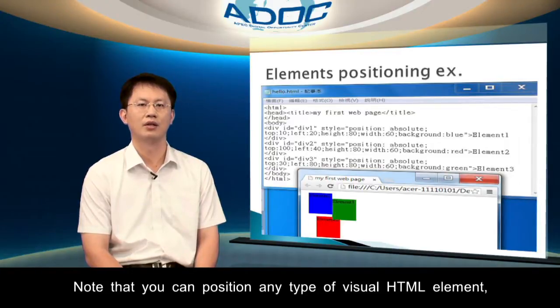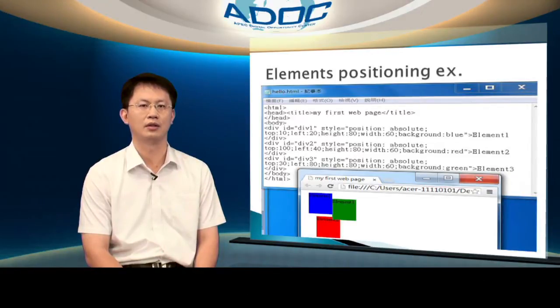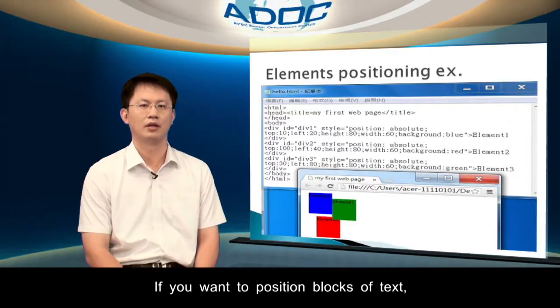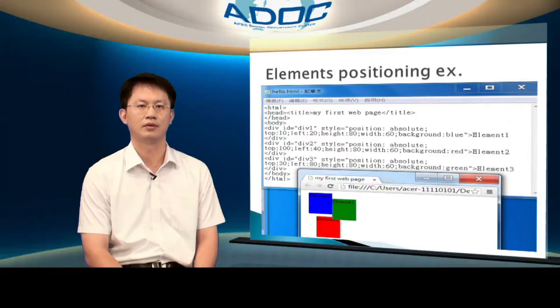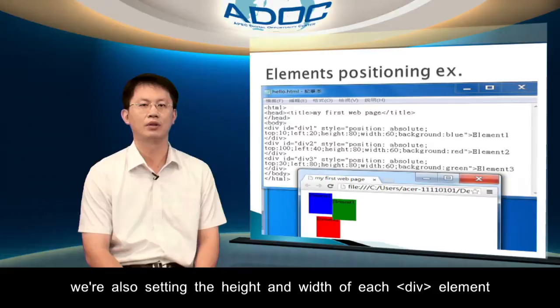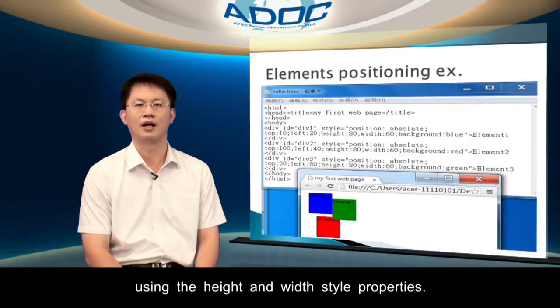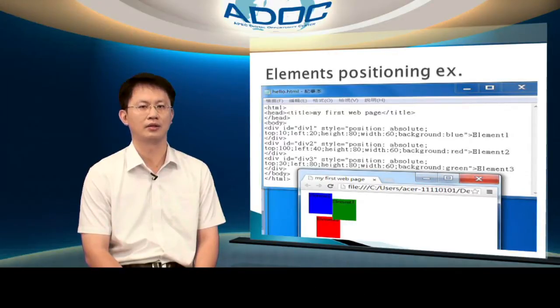Note that you can position any type of visual HTML element, such as images. If you want to position blocks of text, enclosing that text in div elements is ideal. In these examples, we are also setting the height and width of each div element using the height and width style properties.